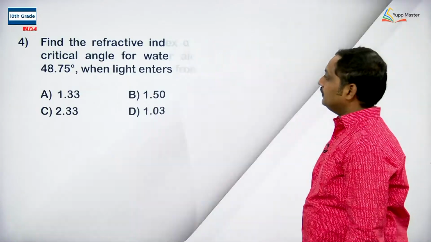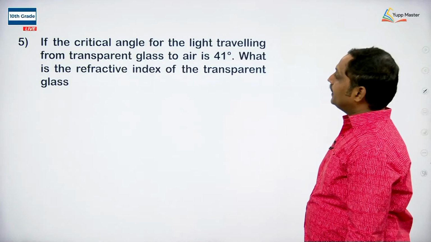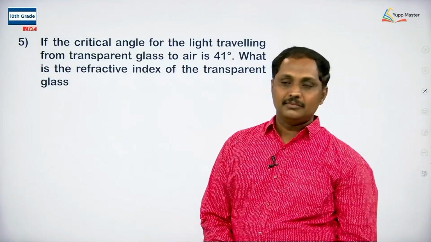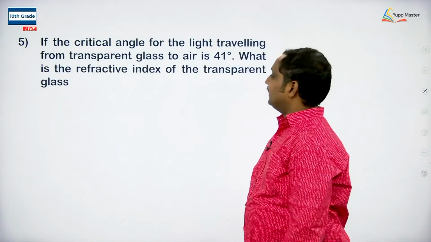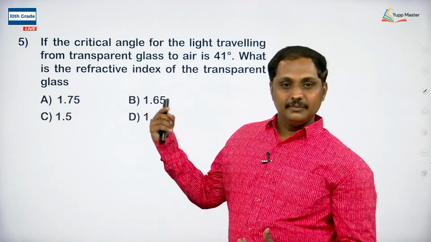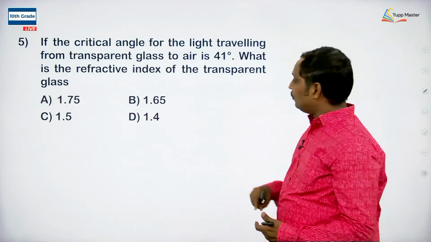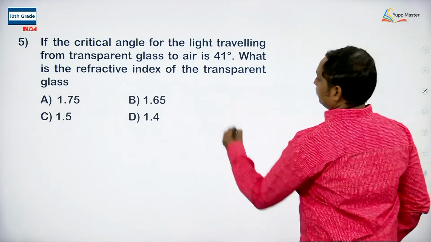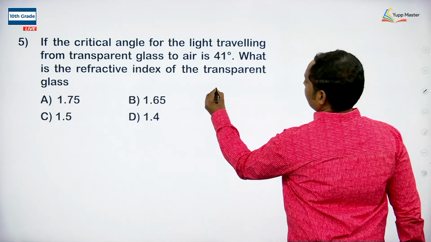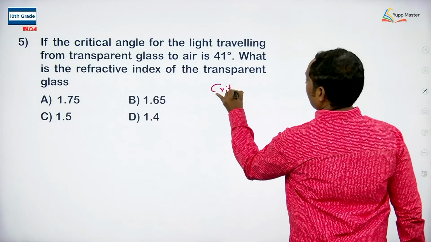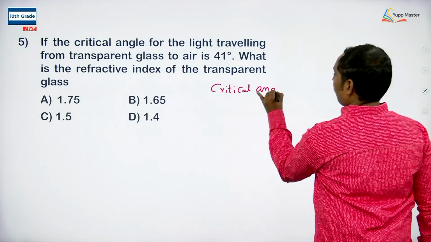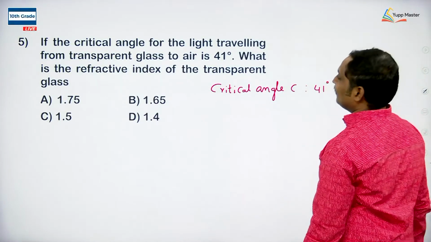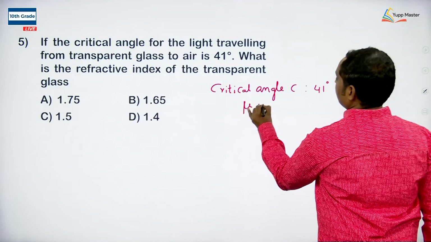Next one, if the critical angle for the light travelling from the transparent glass to air is 41 degrees, then what is the refractive index of the transparent glass? Same method that we can apply as in the previous case also. Therefore, you can take critical angle C is equal to 41 degrees, mu is equal to question mark.